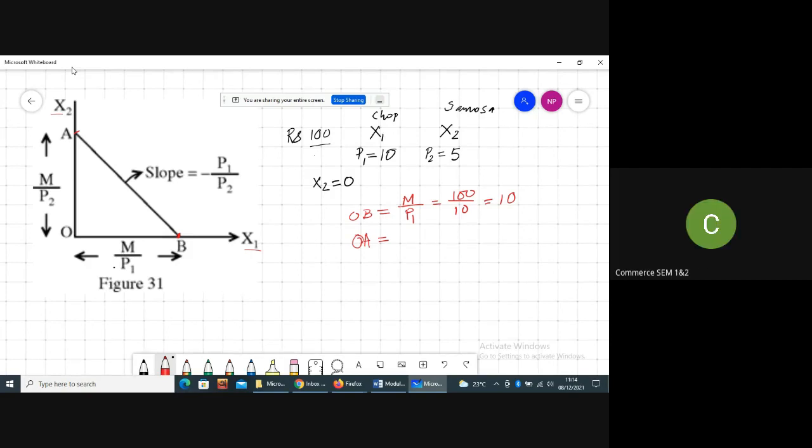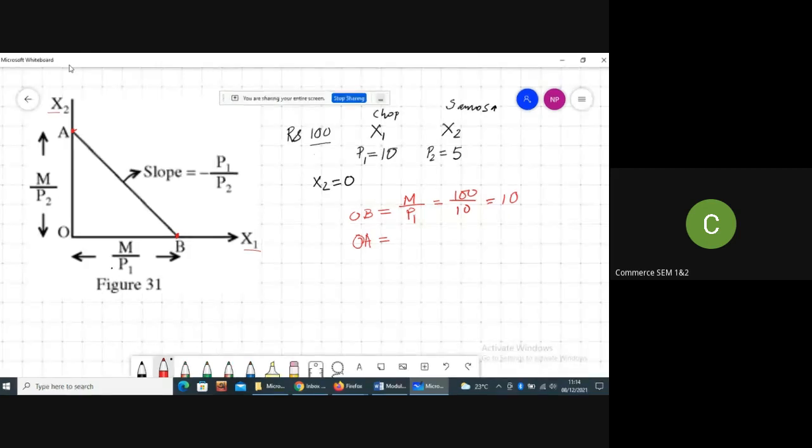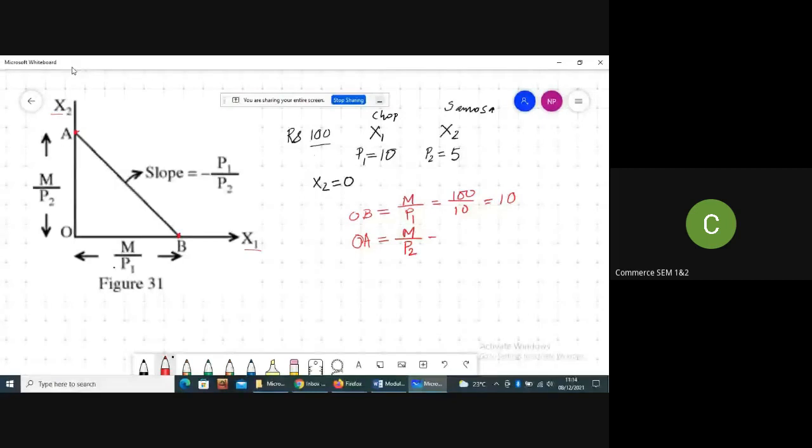So if you are not consuming X1 at all, the consumer's consumption of X1 is equal to 0, so what is the maximum amount of X2 you can consume? This OA is the maximum, 20. So it will be money income divided by the price of commodity 2, or the price of samosa, which is 5. So it will be 100 by 5, so it will be 20. So you got point A and point B.